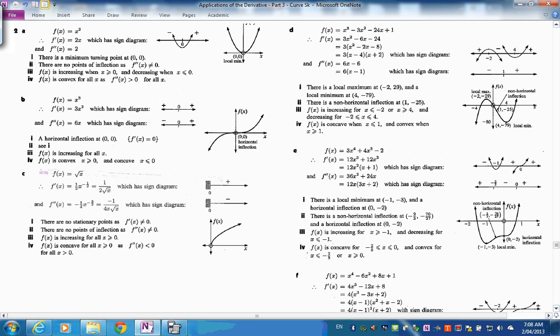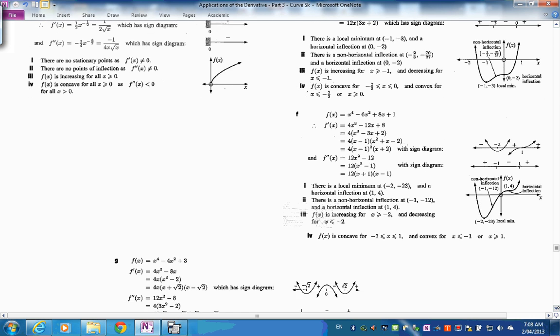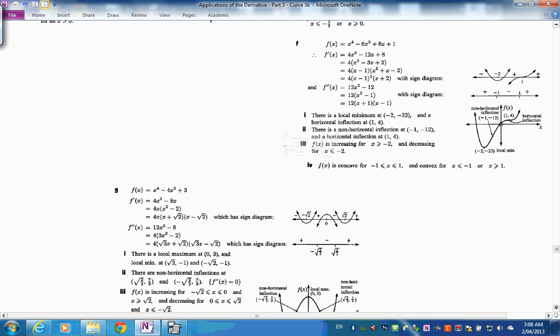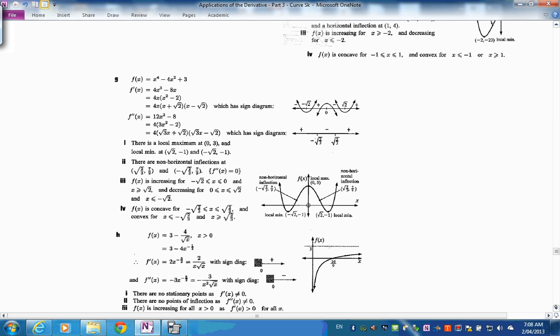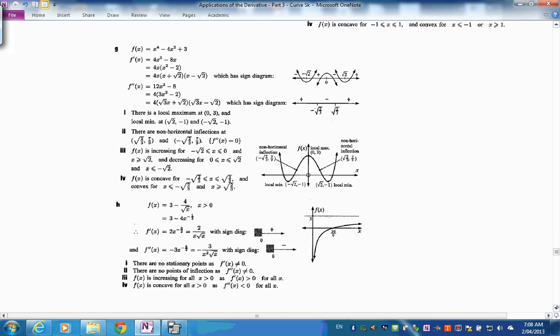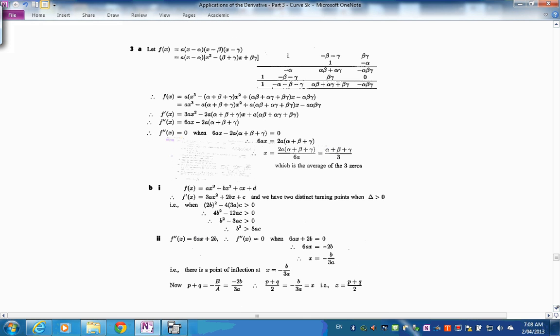So lots of graphs here now. Question 2. Pause that to have a look and see what you think. Right, go down and finish that off. I think we'll get F and G maybe in. F and part of G. G and H. And now question 3.